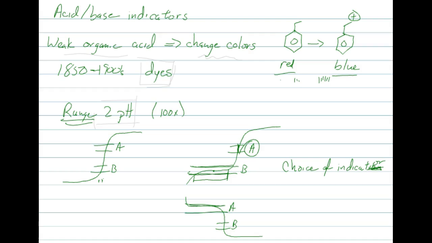And like I said, the pH changes within a range of 2 pH. They came from Germans trying to find dyes for clothing, and they came from weak organic acids, and they're the ones that change colors. That ends this lesson on acid-base indicators.